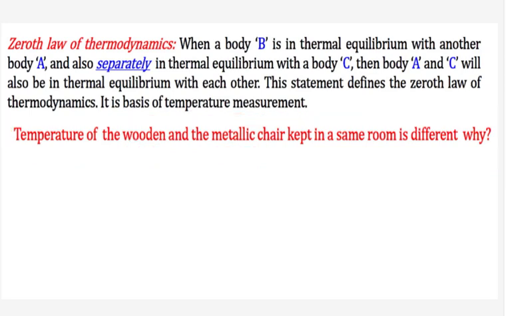They are the same. But when we touch a wooden chair and a metallic chair, we will feel that the metallic chair is cooler than the wooden chair. The reason is the thermal conductivity. Metal has more thermal conductivity, so it will extract more heat from your body. That's why you are feeling cooler in case of metal compared to your wooden chair.